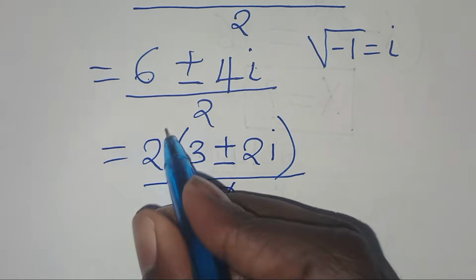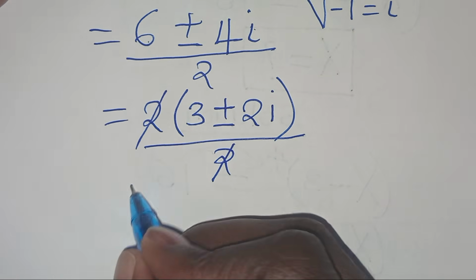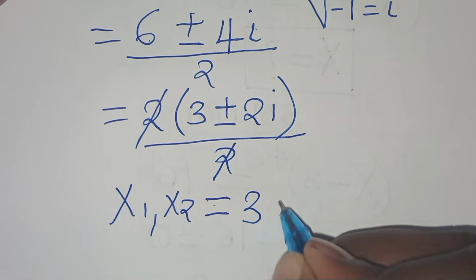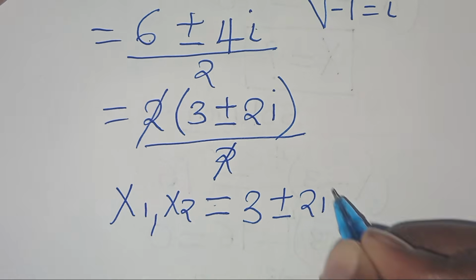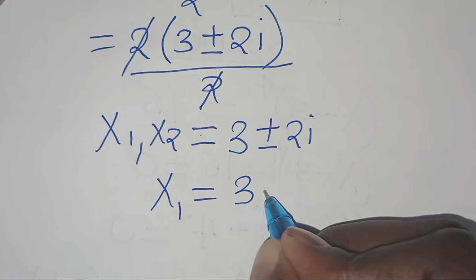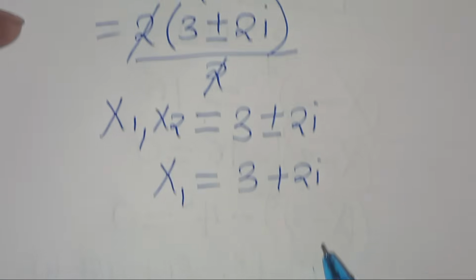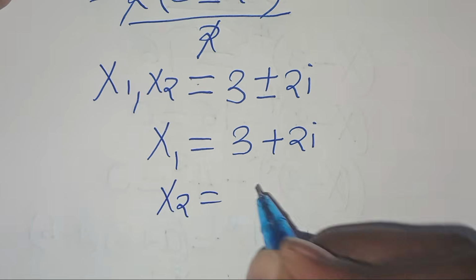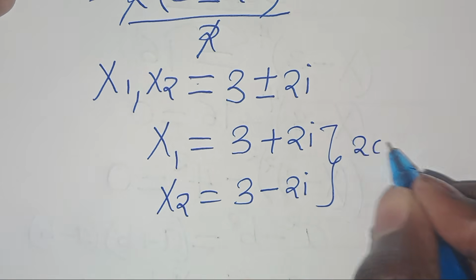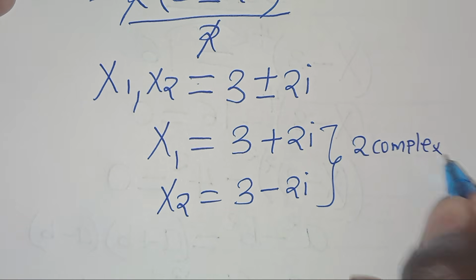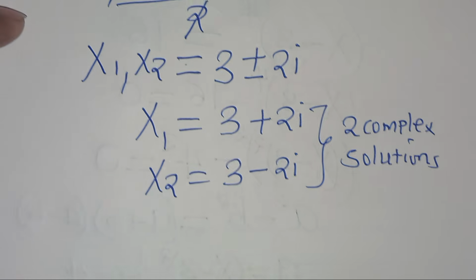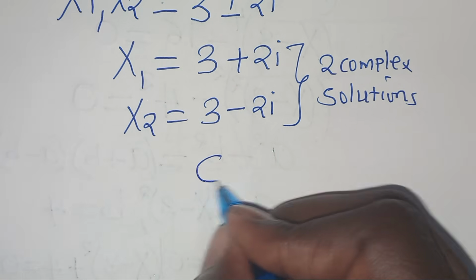So let's simplify 2 and 2 here so that we have x1, x2. This is equal to 3 plus or minus 2i. So this means that x1 is equal to 3 plus 2i, and x2 is equal to 3 minus 2i. So these are two complex solutions under case 1. So let's proceed to case 2 from here.